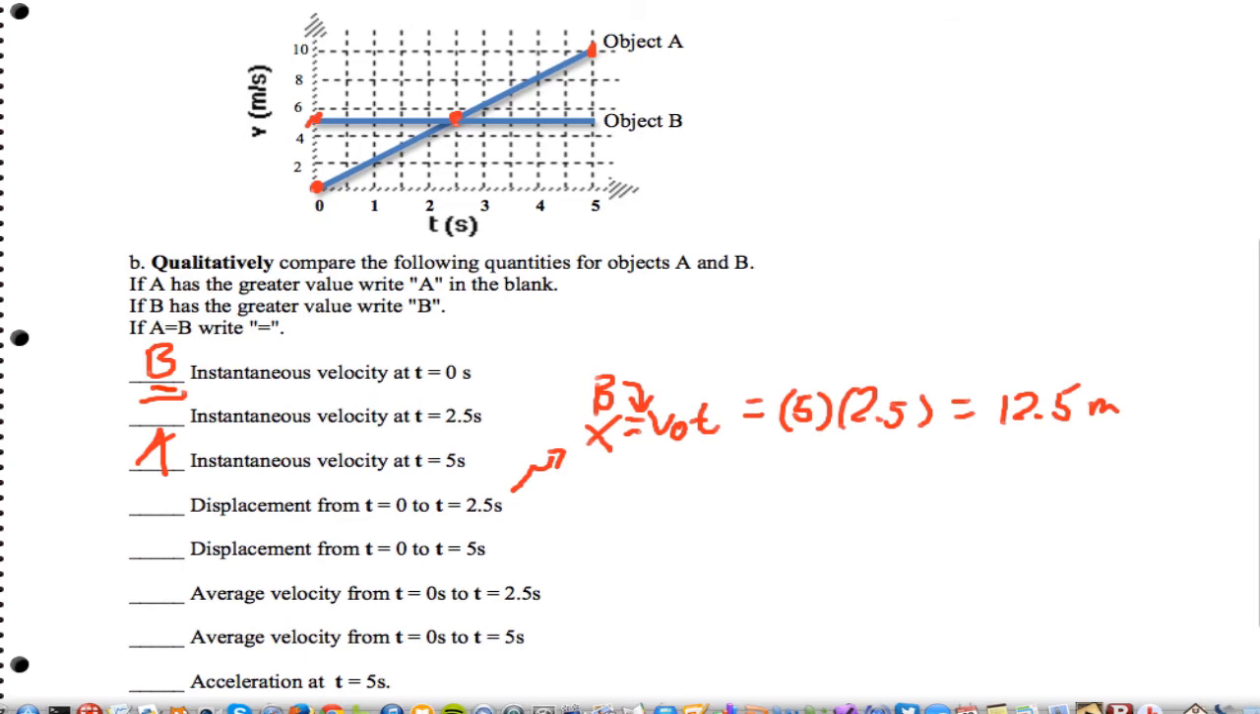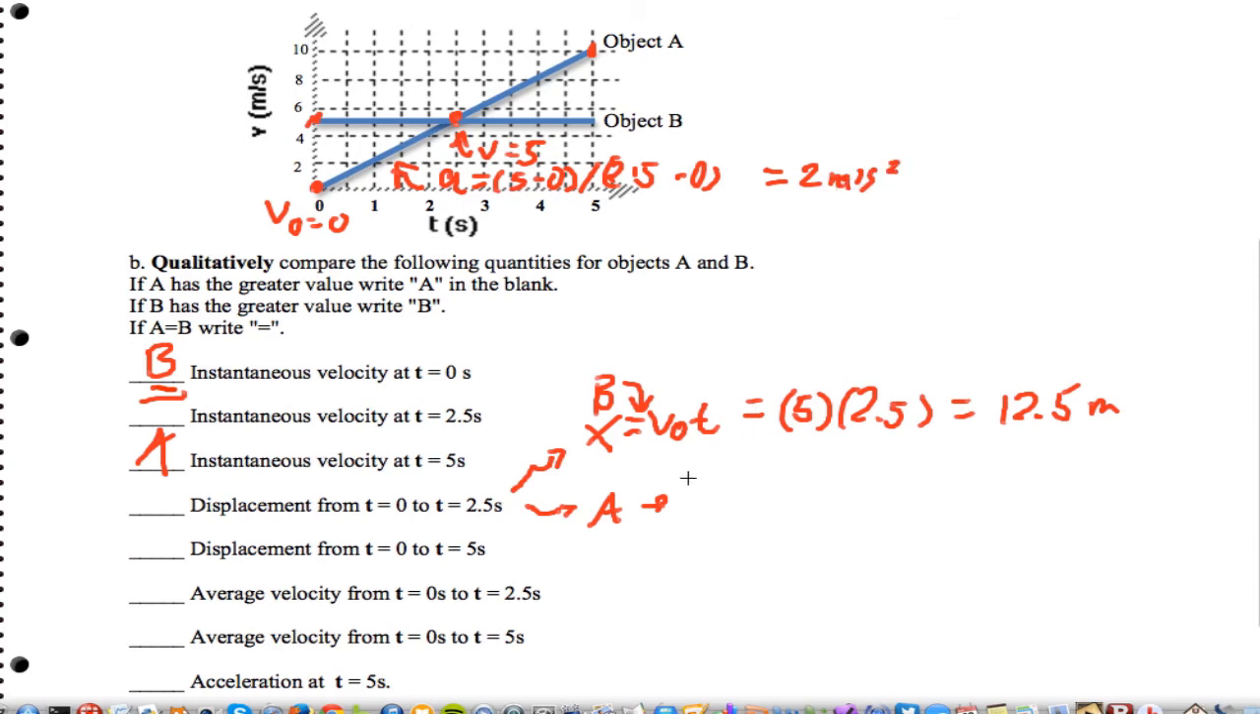Now let's go ahead and look at object A, which is the one that's accelerating. When I look at object A, it's a little bit different. I need to get the initial velocity, just like we did in that quiz, which is 0. The final velocity here is 5. And we need to get the slope of this graph. So acceleration is going to be 5 minus 0 over 2.5 minus 0. And that's going to give me an acceleration of 2 meters per second squared.